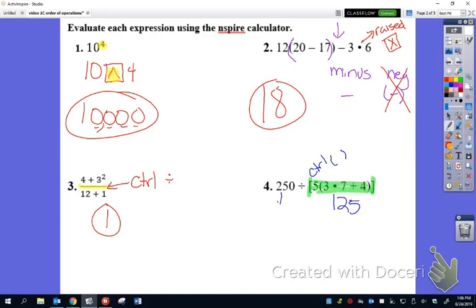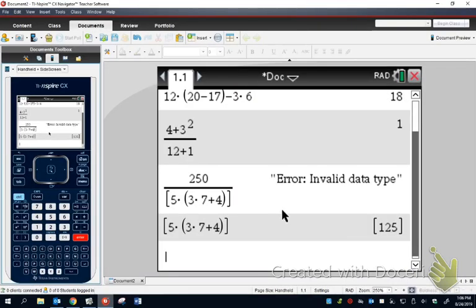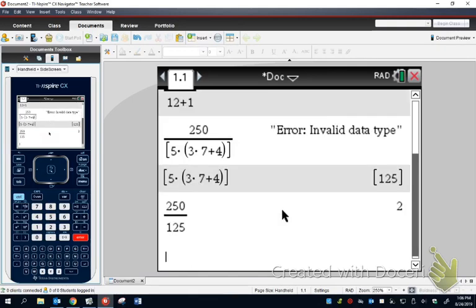Now I'm going to bring down the 250 and I'm going to bring down my division, and instead of this I'm going to use 125. Okay? So on your calculator, now do 250 divided by 125 and then hit enter, and your answer is 2.